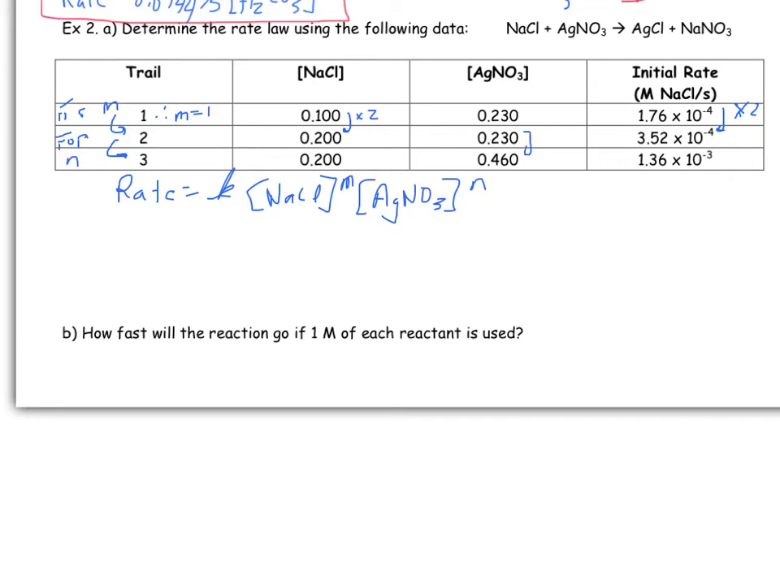Now, the concentration of the AgNO3 increases by 2. And if you compare the rates, that increases by 3.86. Well, that's roughly 4. So AgNO3 is a second order reactant. I times by 2 and I increased my rate by 2 squared, equaling 4. So N equals 2.